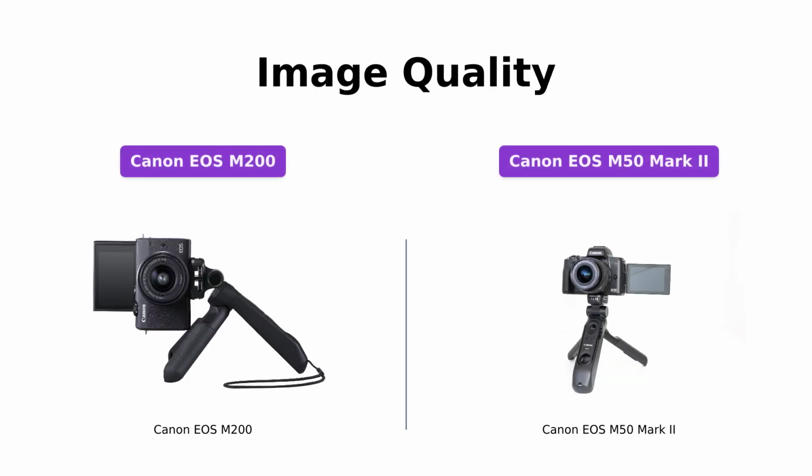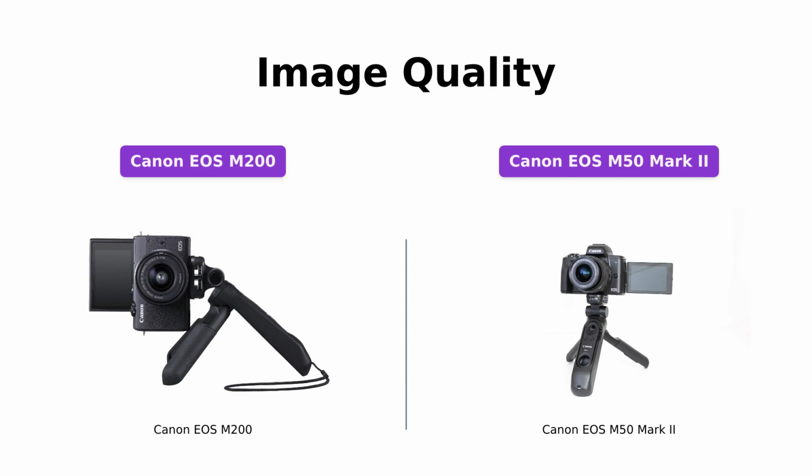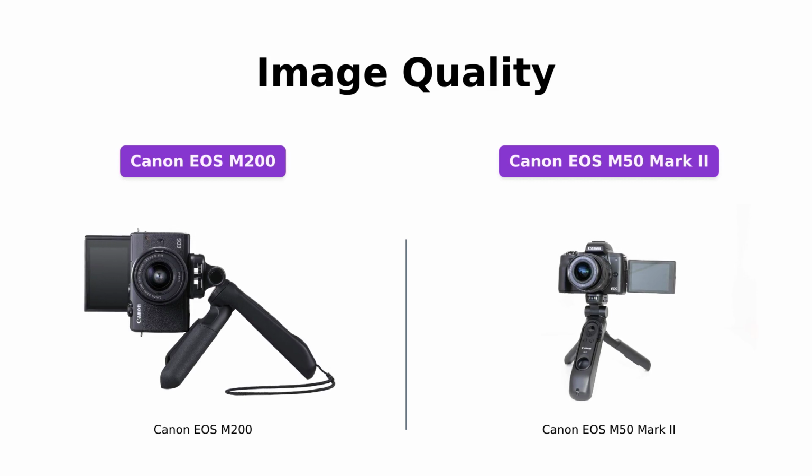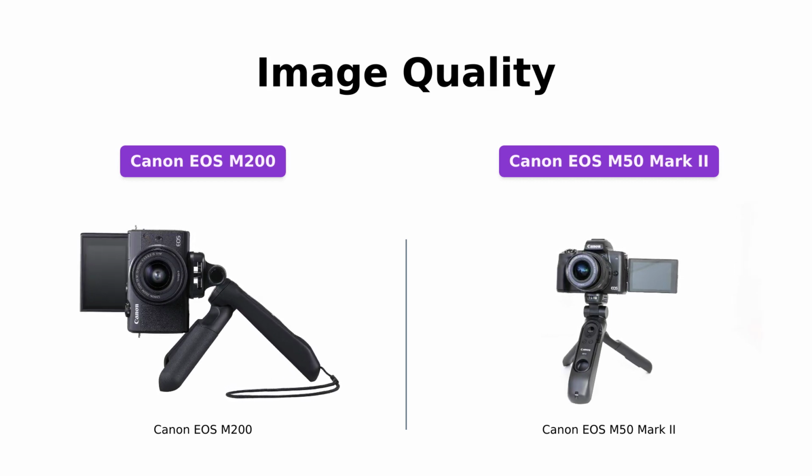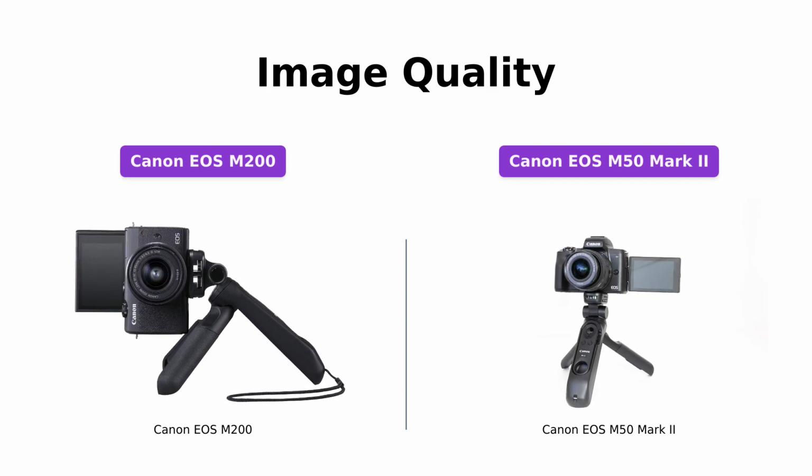Both cameras provide high-quality images thanks to their 24.1 megapixel CMOS sensors. The Canon EOS M200 delivers outstanding image clarity and detail, while the Canon EOS M50 Mark E offers a similar sensor but also provides a higher ISO range of 125,600, expandable to 51,200, giving you better low-light performance.